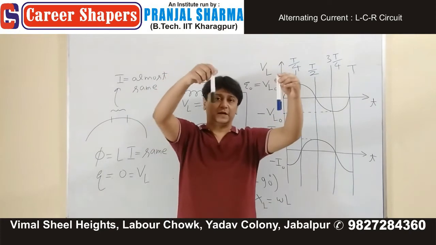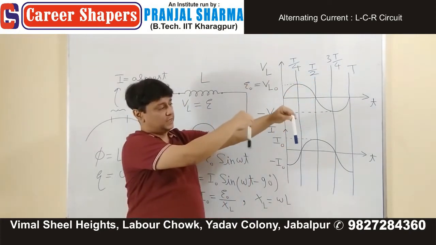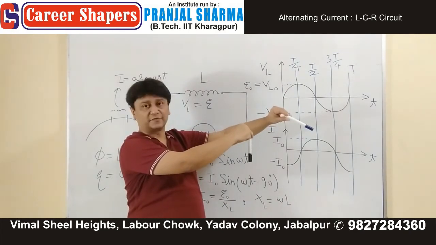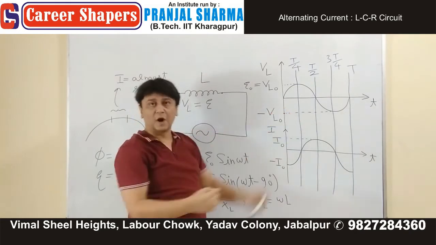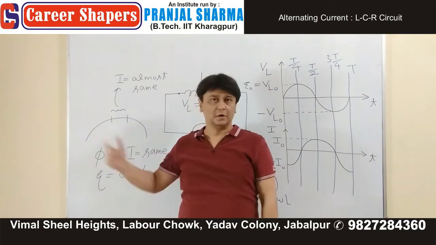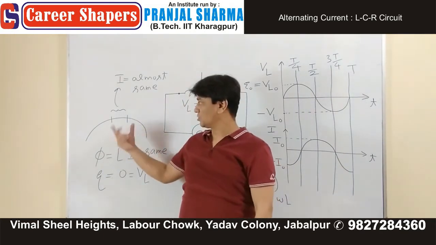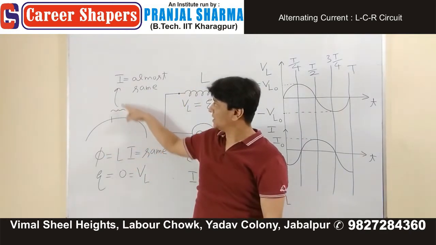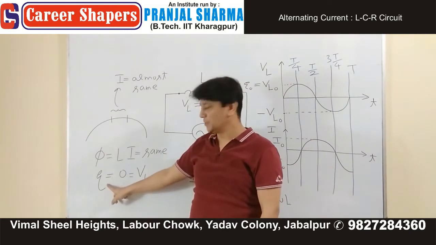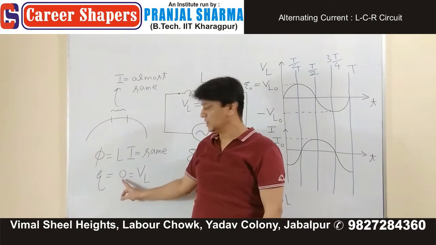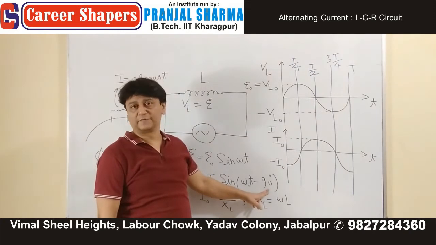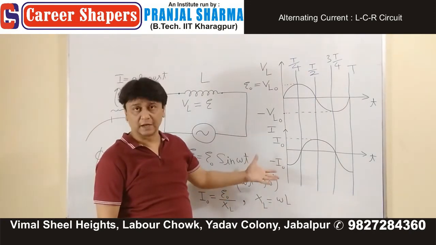So current is maximum, but potential difference is 0. One of the oscillators is at the mean position and the other one is at the amplitude. This is called a phase difference of pi by 2. And why does it happen? I explained this thing with the help of this small part. So if somebody is interested, they can draw this part separately, mention that I is almost the same and therefore flux is the same, and therefore induced EMF, which is the potential difference across the inductor, is 0. That tells us why we have a phase difference of 90 degrees.